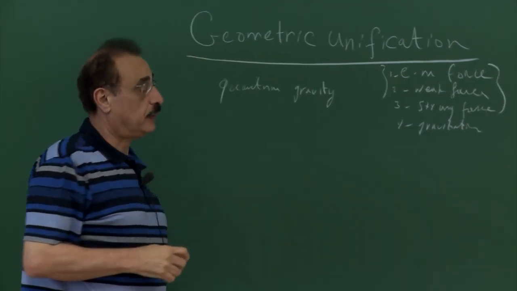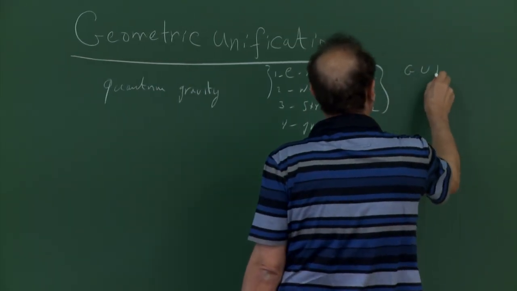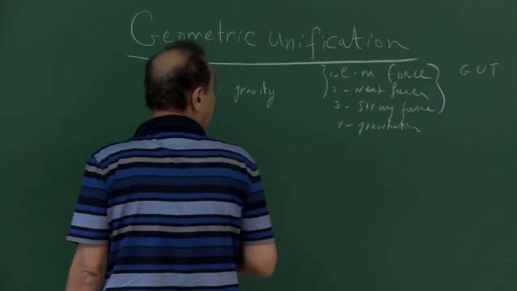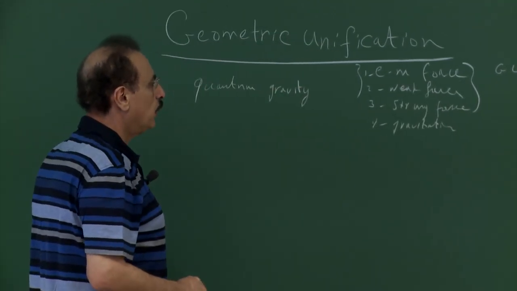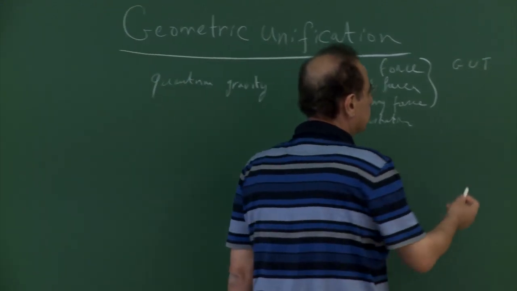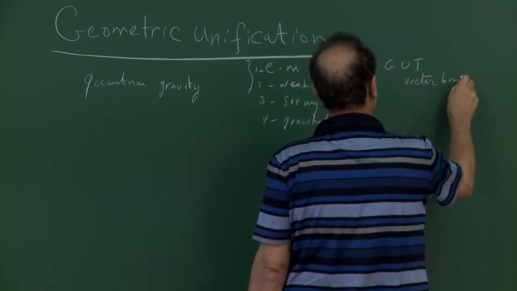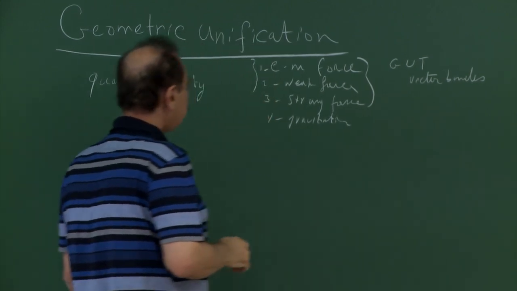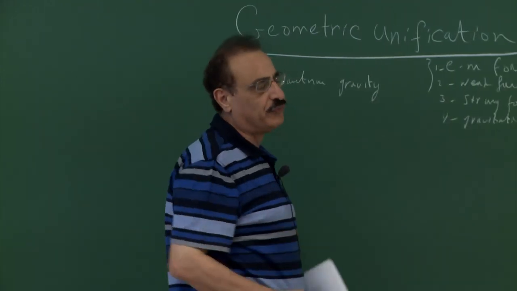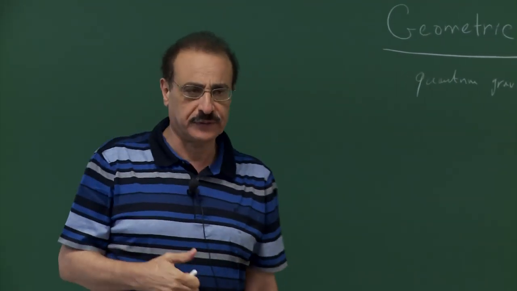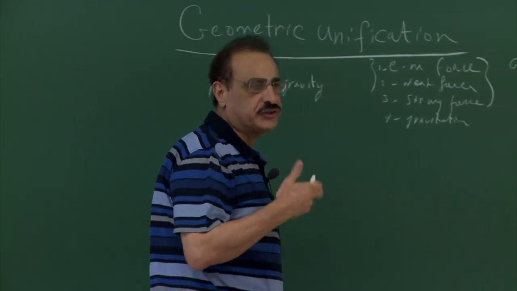For the first three, the general structure of unification is now known: the grand unified theories. So in principle, one would know how to do this. Geometrically, it is based on simple geometry, what's called vector bundles or fiber bundles. So one can do that, but it's not really a complete geometric unification in that respect. But one can give it geometric clothing, as I would say. We can write everything in the language of vector bundles and connections and things like that. This one can do.